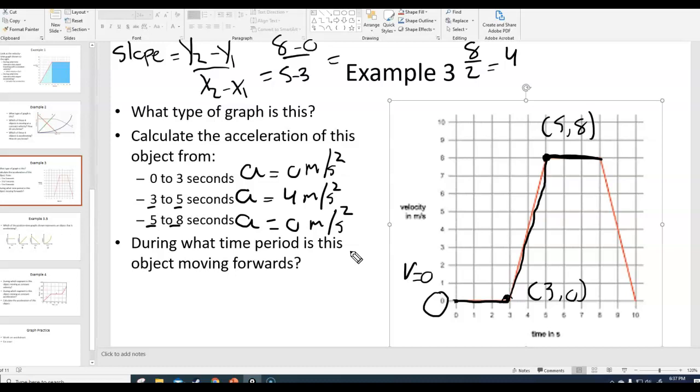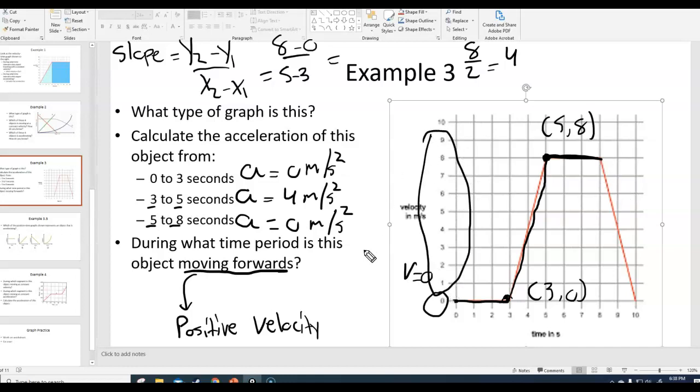Okay, and then the last question says, during what time period is this object moving forwards? Moving forwards means positive velocity. So during what time does the object have a positive velocity? Well, the velocity is always positive. Even over here when the graph is decreasing, the numbers are still positive. They're just getting smaller.